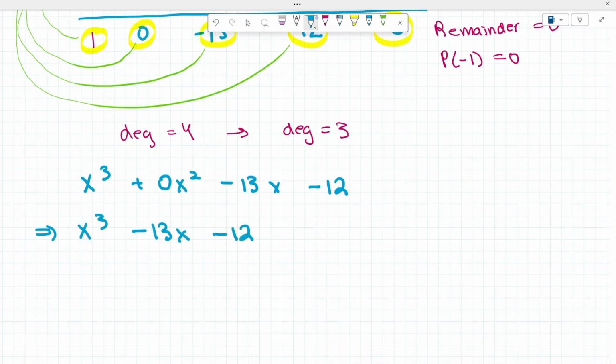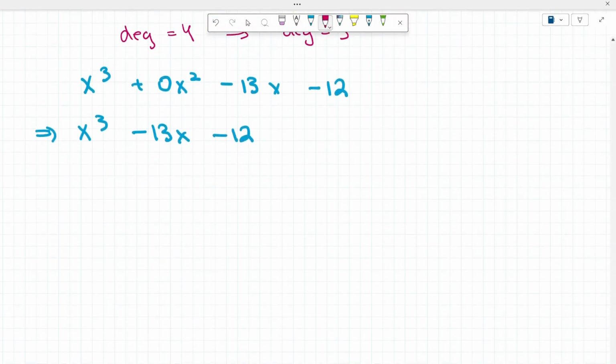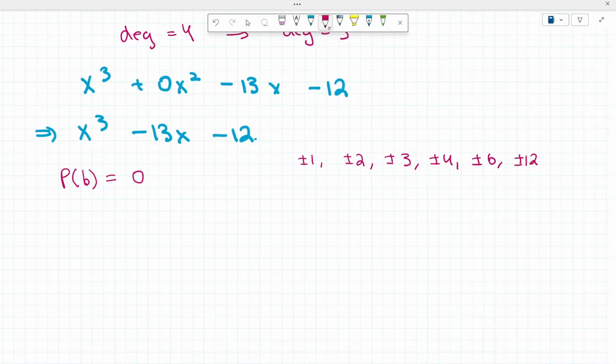We're going to have to perform synthetic division once more in order to factor this. So we have to repeat the process and find our p of b such that p of b equals 0. And so we can go ahead and try all the different options here. Since we have negative 12 here, by the Rational Root Theorem, all the options we can choose are plus and minus 1, plus and minus 2, plus and minus 3, plus and minus 4, plus and minus 6, and plus and minus 12. These are all the factors of 12.